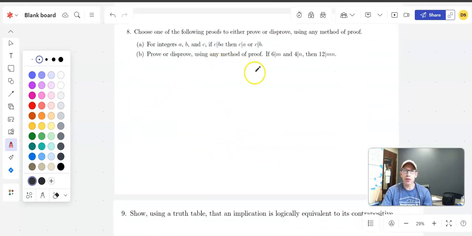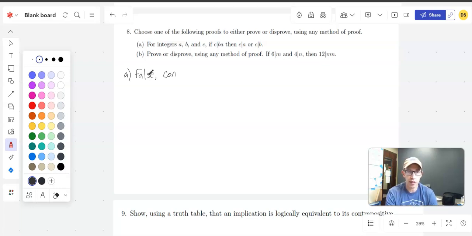All right, one of these proofs to prove or disprove using any method of proof. I'll go ahead and do both of them. So part A, for integers a, b, and c, if c divides ba, then c divides a or c divides b. So that one's false. I'm jumping straight to the answer because I've played around with this. If I were you and I was starting the problem, I'd try several different a's, b's, and c's first.